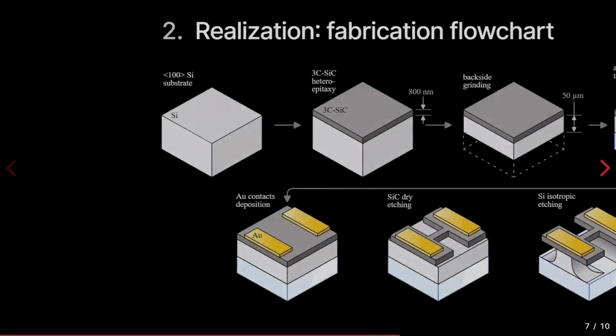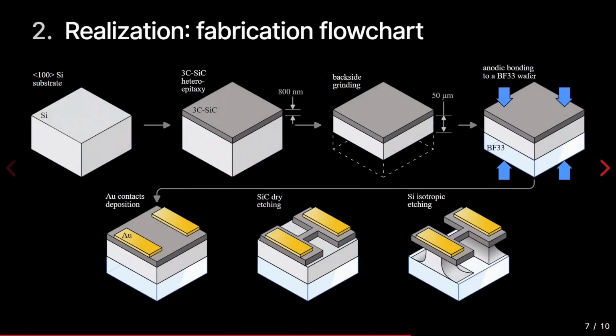So does this work? Sorry, I will explain a little bit more the flow chart for this structure. So we start with bulk silicon substrates. We grow silicon carbide on it, and then for the sandwich part, we grind the backside of the silicon to 50 microns thick, and then we anodically bond it to a glass wafer, and then we do our device contacts, silicon carbide patterning, and then underetching to achieve wire liberation.